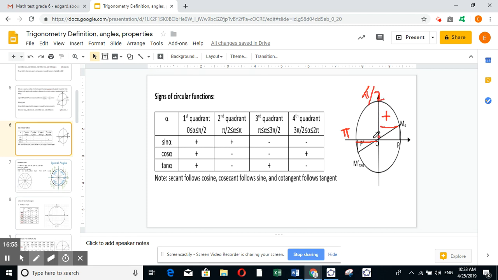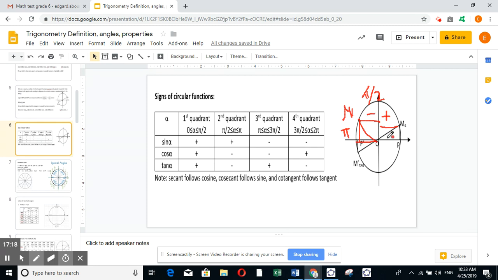Here, the cosine is negative because if you pick any point M here and project it, the cosine of the point M, the abscissa, is negative. However, the sine is positive. So sine positive, cosine negative. Tangent is sine over cosine, so plus over minus, the tangent is negative, similarly to the cotangent.